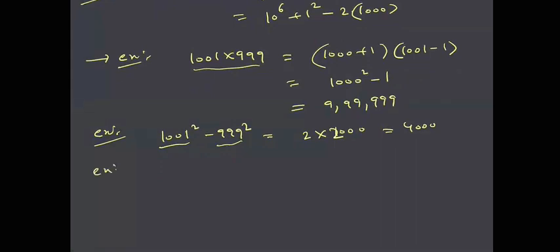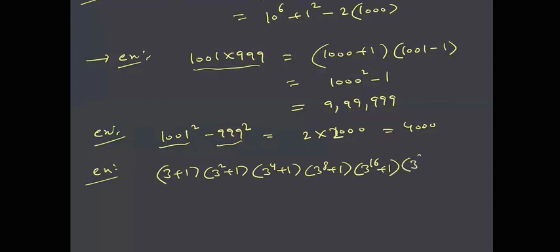Let us take one more example. Say you want to find out the value of (3 + 1)(3² + 1)(3⁴ + 1)(3⁸ + 1)(3¹⁶ + 1)(3³² + 1). So this is what you need to compute. Just think about the problem. Pause the video and try the problem. Yes, let us begin. What we do is we just multiply and divide by 3 − 1.